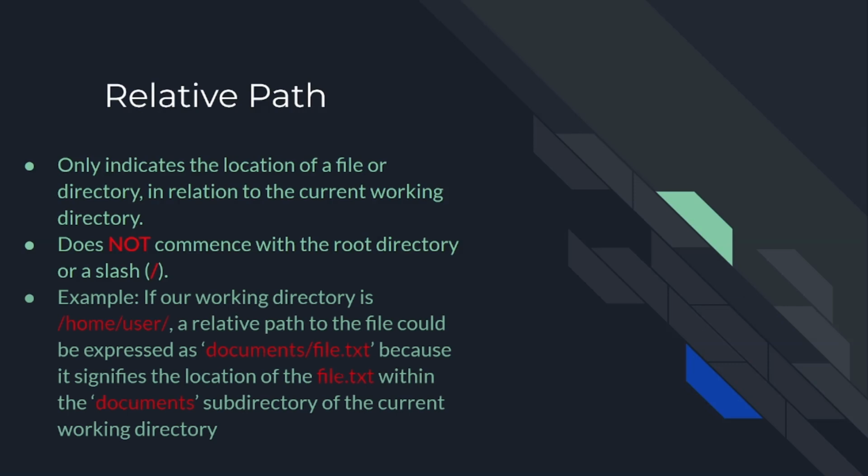To illustrate, consider this example. If our current working directory is /home/users/, a relative path to the file could be expressed as document/file.txt. This type of path facilitates a more context-dependent navigation, making it particularly useful in scenarios where the absolute path might be cumbersome. Now, let's explore the dynamics of the absolute and relative paths.